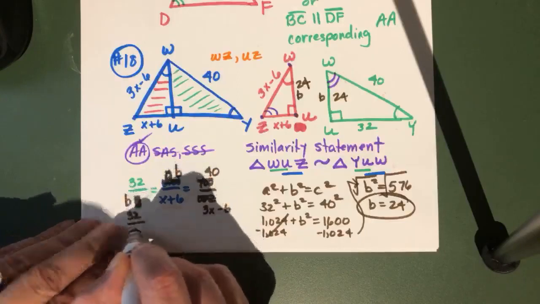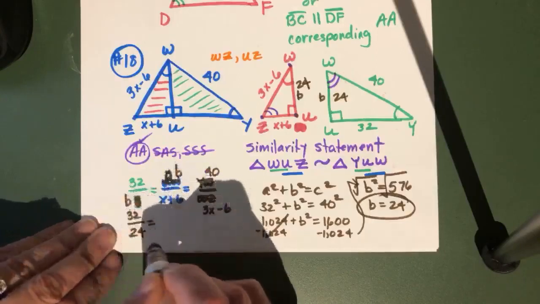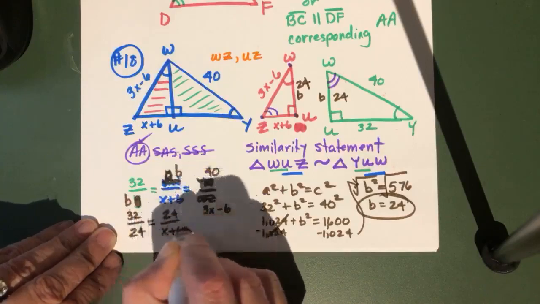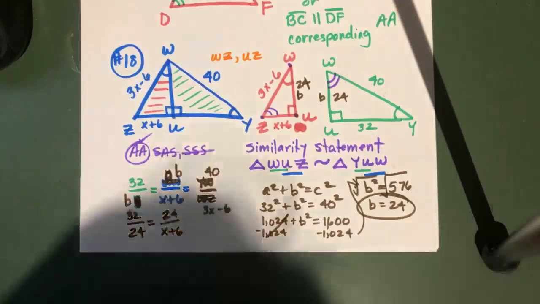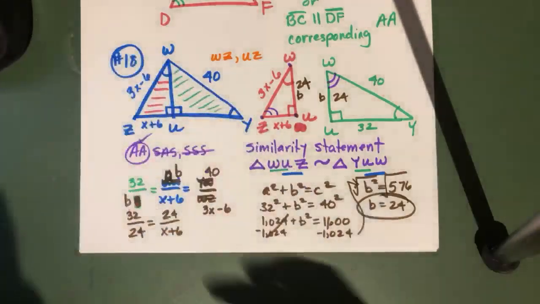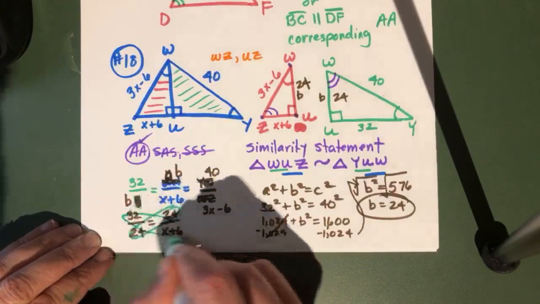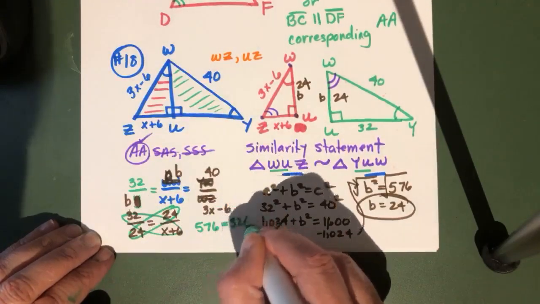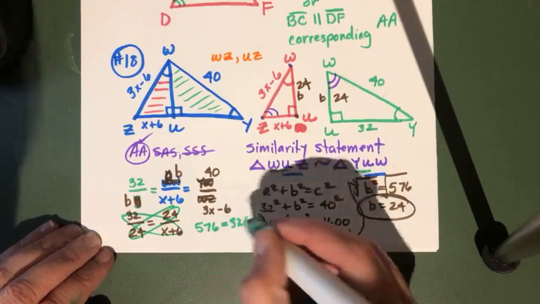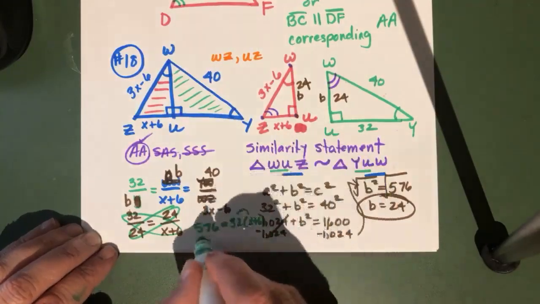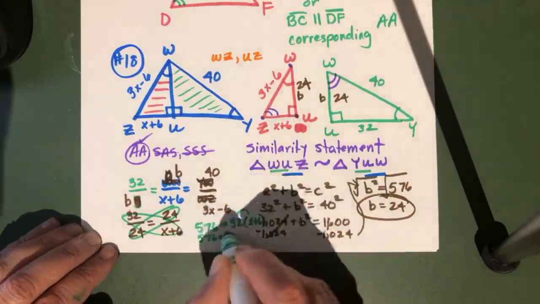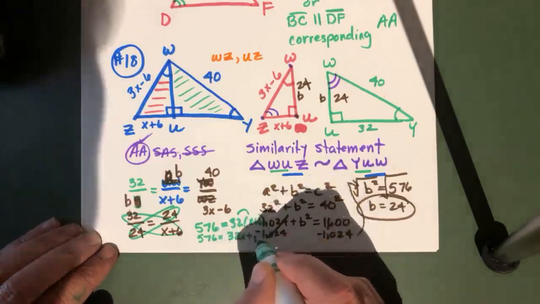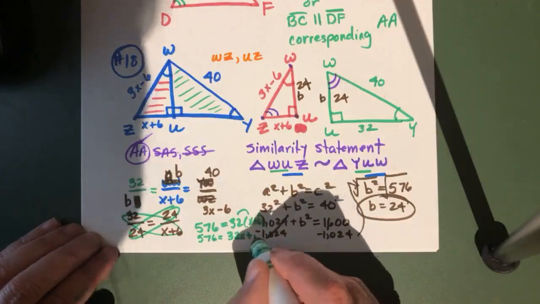So 32 over 24. Sorry, this is so sloppy. It's late. I'm tired. Equals 24 over x plus 6. Now I cross multiply and divide. So I get 576 equals 32 times x plus 6. I'm going to distribute. I'm running out of room here. 576 equals 32x plus, let's see, 192.